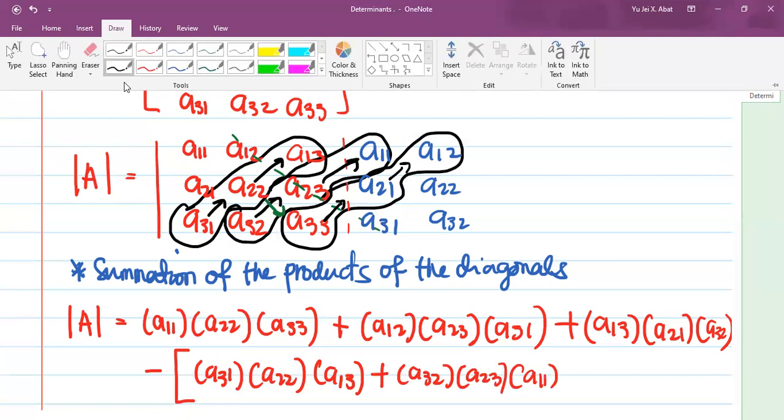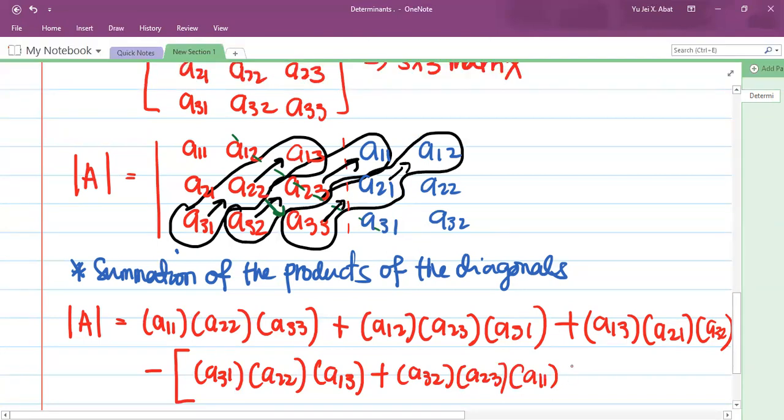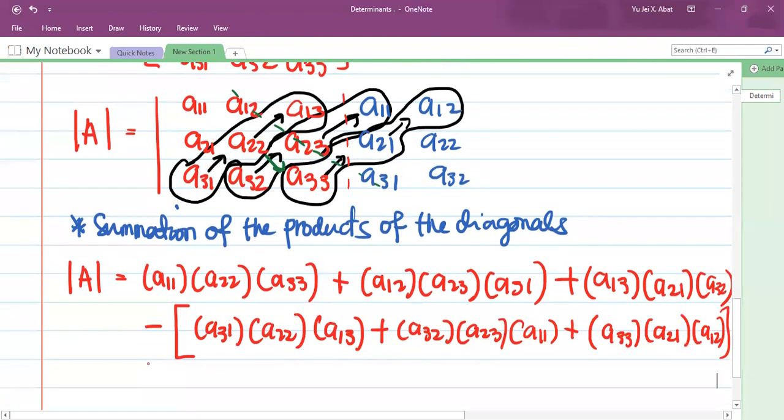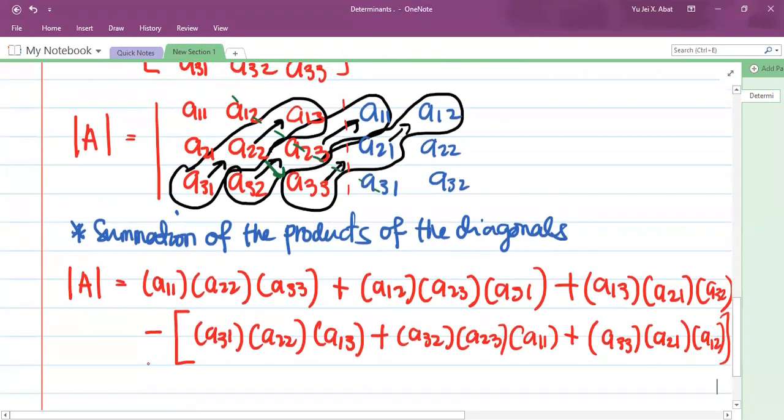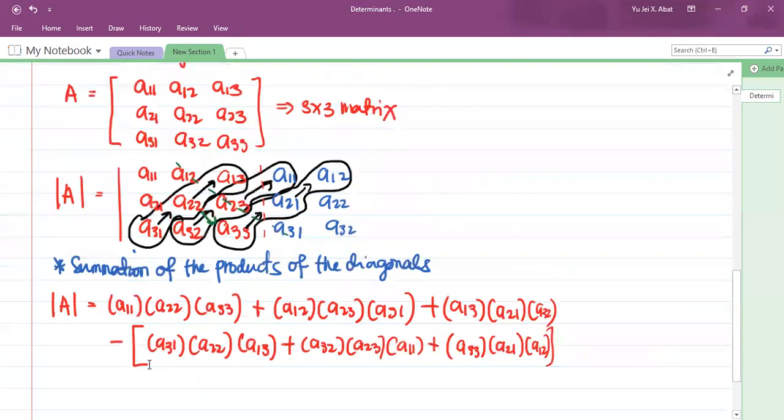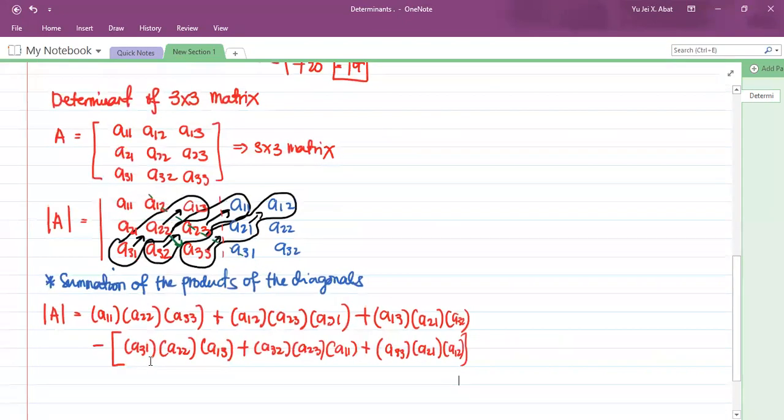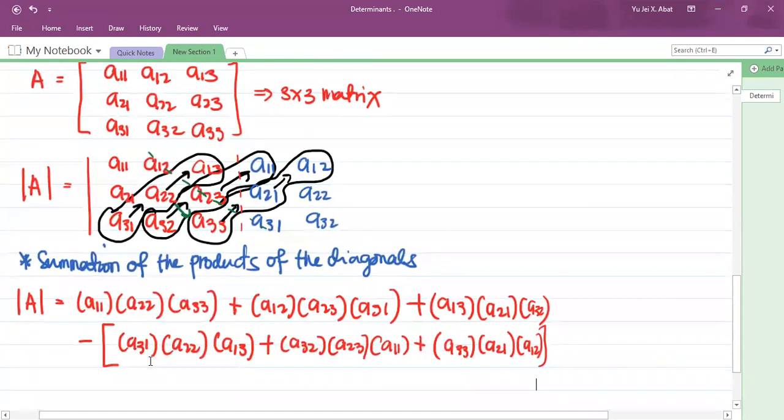So ganun lang din, summation of products. So plus pa rin to. Then we have A33, A21, and then A12. Yan. So don't forget the minus. So ngayon, ito yung formula niyan. Pero hindi natin kakabisaduhin kasi napakahaba ng formula na yan, no?